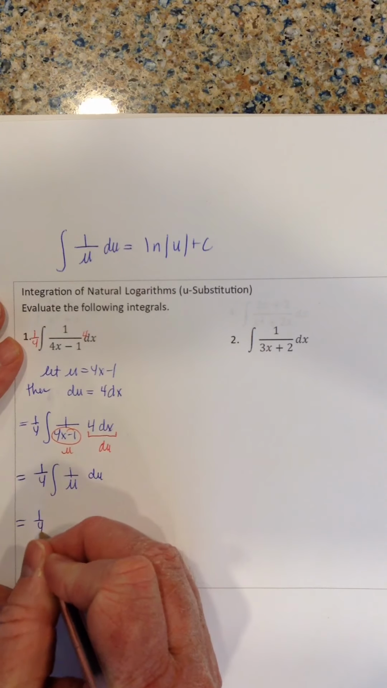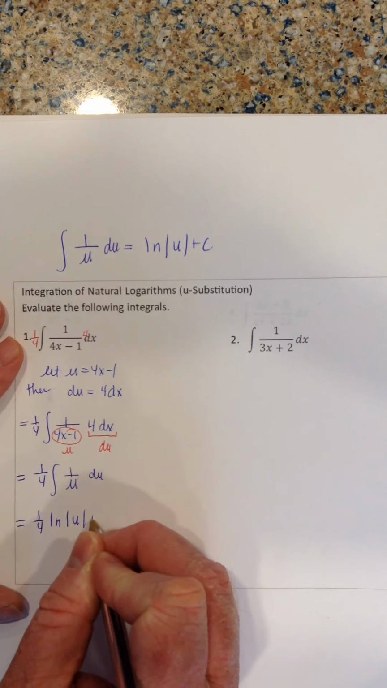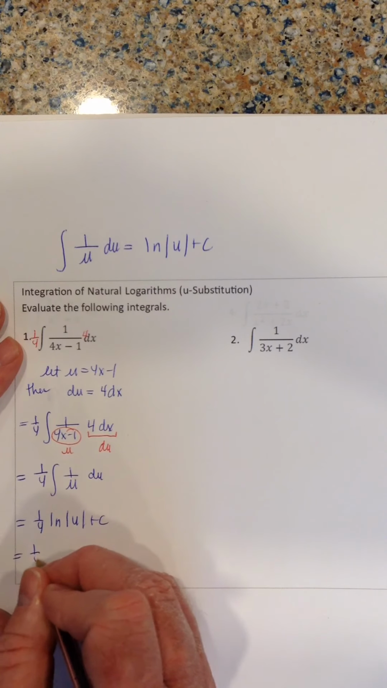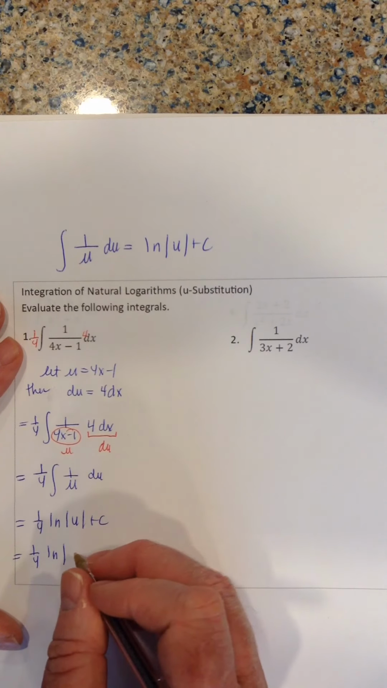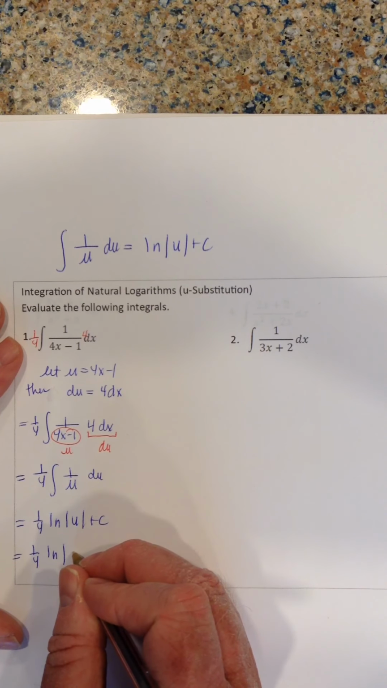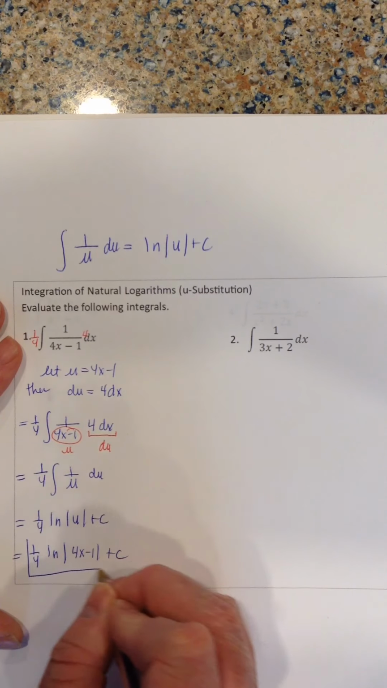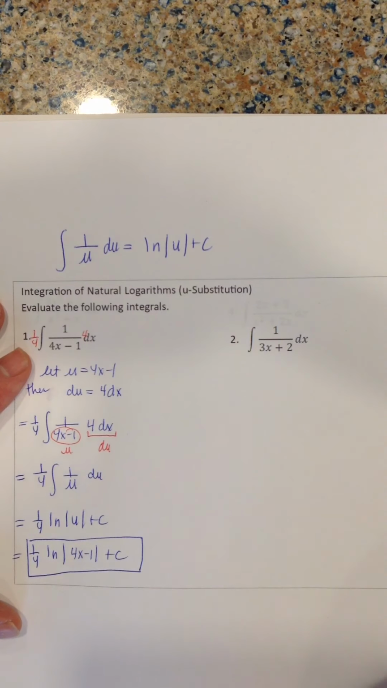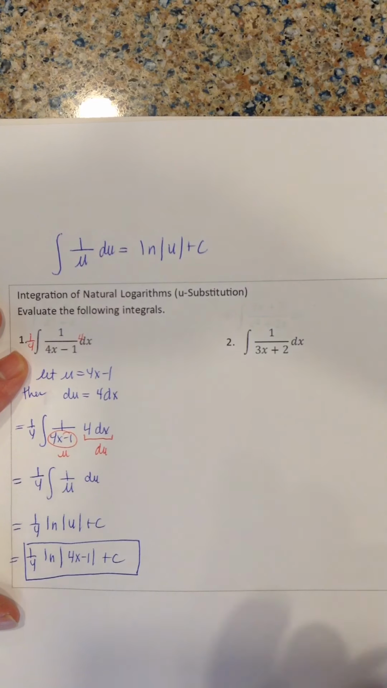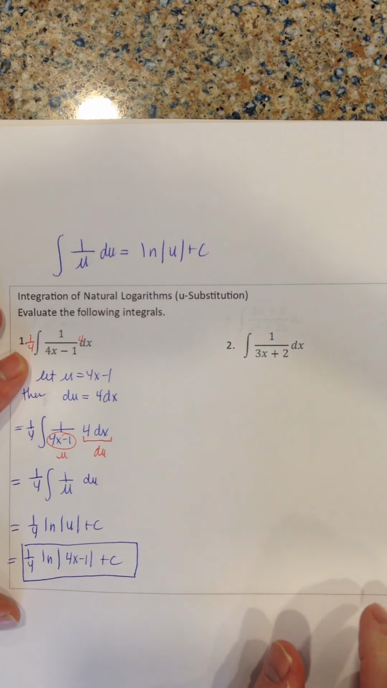So I get 1/4 the natural log of the absolute value of u plus c. We're back substituting. I get 1/4 the natural log of 4x minus 1 plus c. You could check that using the derivative, remembering the chain rule.